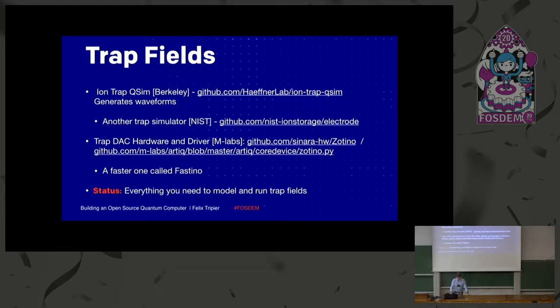In combination with the software that will create a waveform, we need hardware that can change electric potential very quickly. That's called the TrapDAC. And from M-Labs, there's the Zotino. It's a 32-channel electronic trap chip controller, and a faster one called Fastino, which I thought was pretty funny.